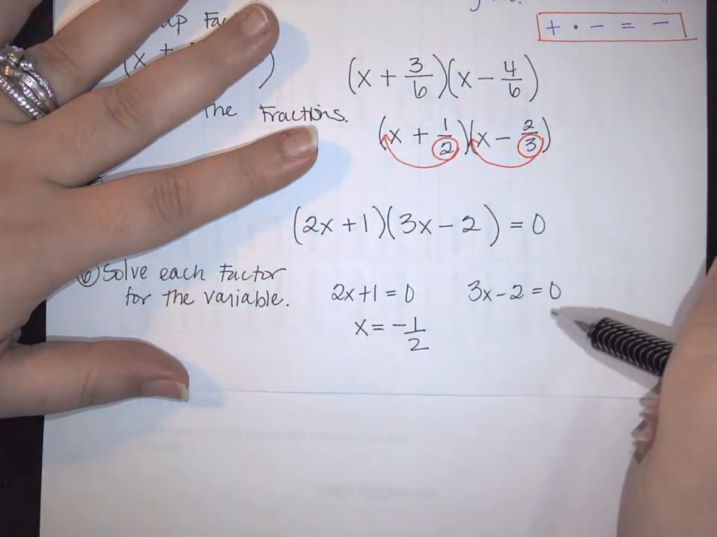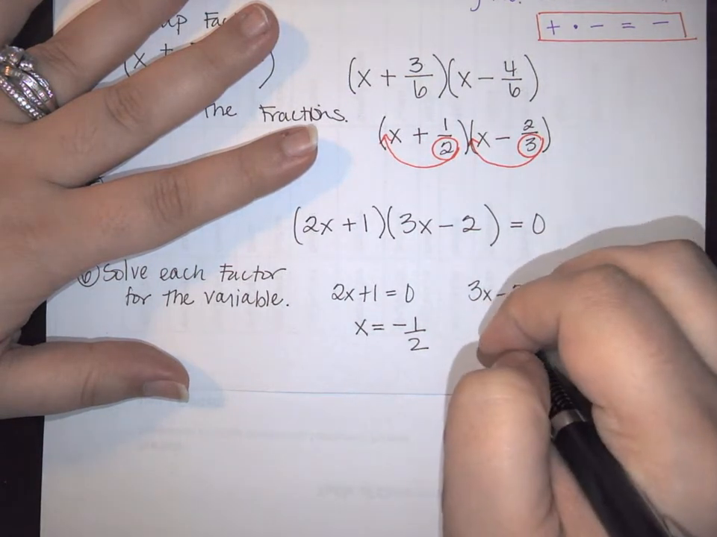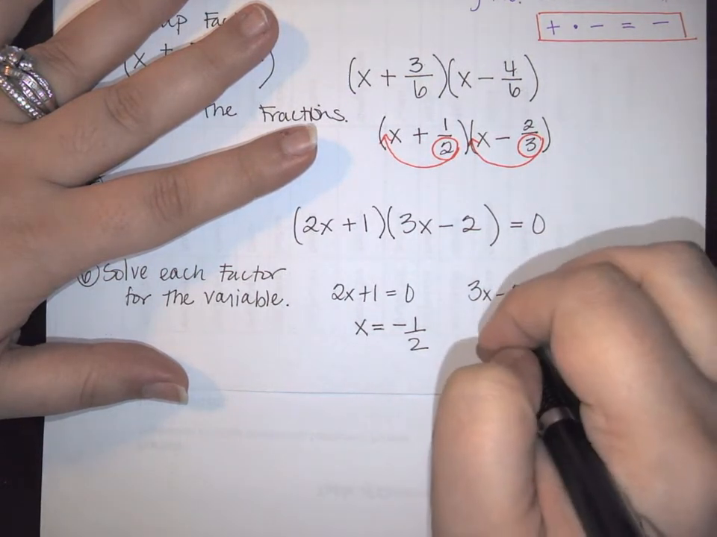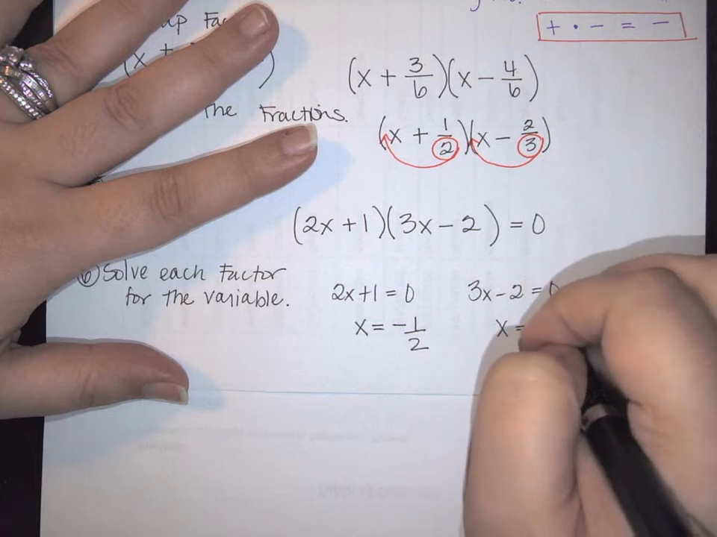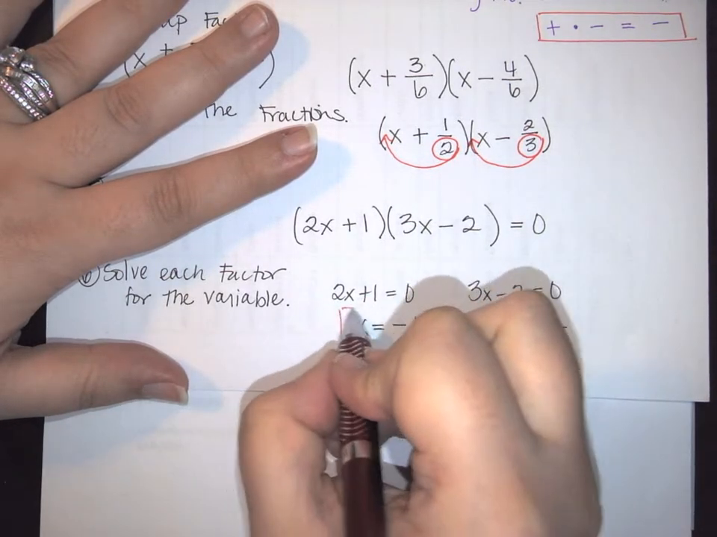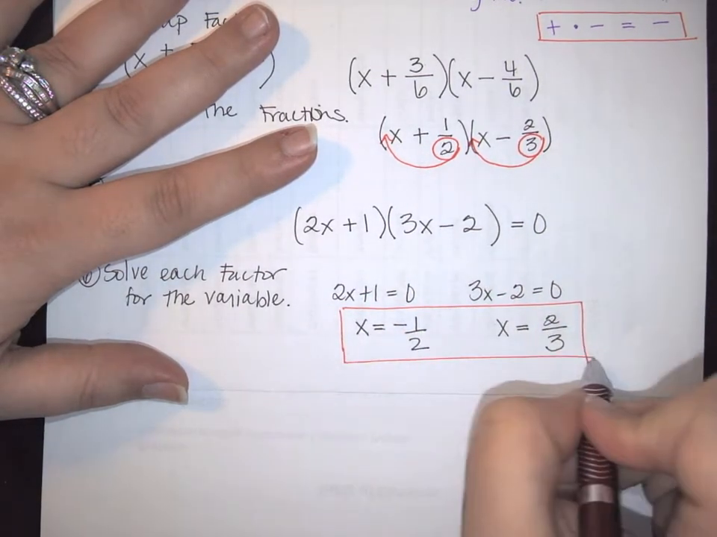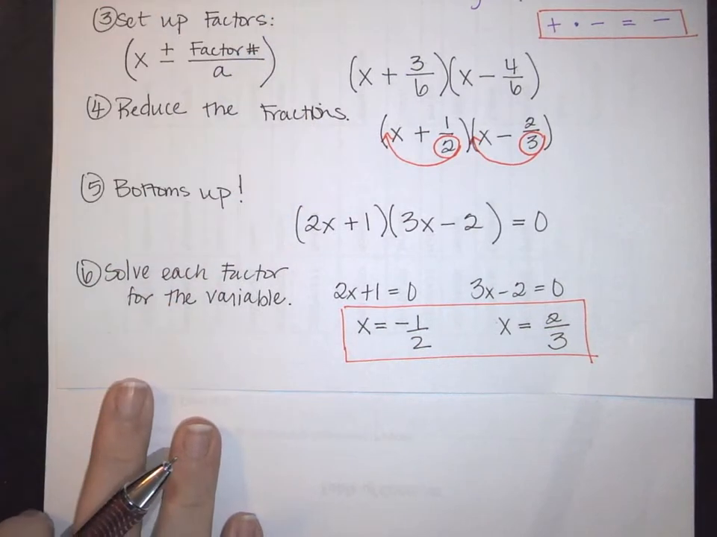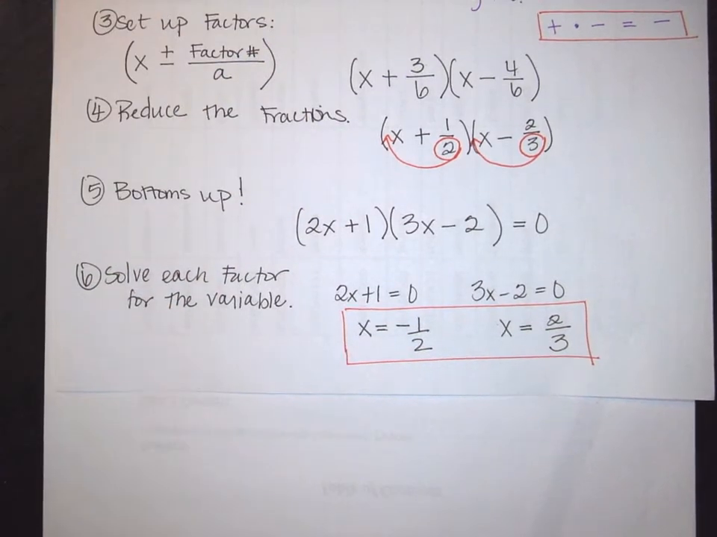And on the other side, I'm going to add 2 and divide by 3. So x equals 2/3. And in this case, this was what we were looking for. So there is an example of solving a quadratic by factoring.